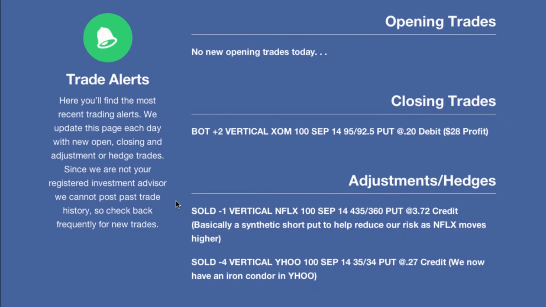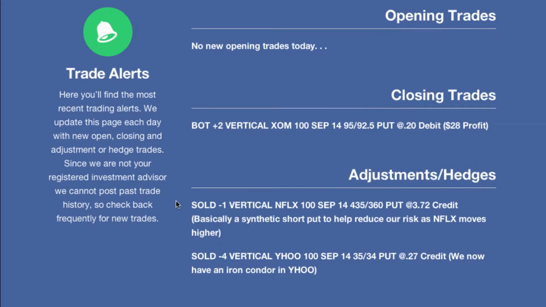All right, so the two trades that we had as adjustments, the first one is Netflix. Both Netflix and Exxon were trades that we made yesterday on Monday. Now, Netflix is a little interesting because we have a debit put spread in Netflix, assuming that the stock was going to go down. And we didn't get rid of that position.